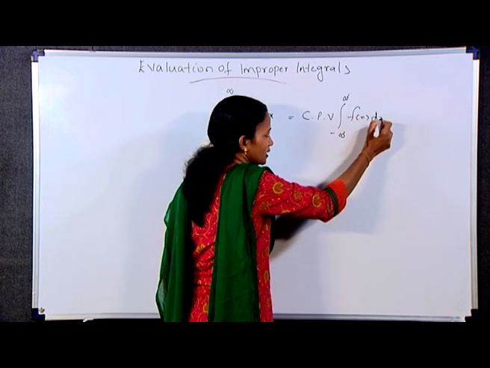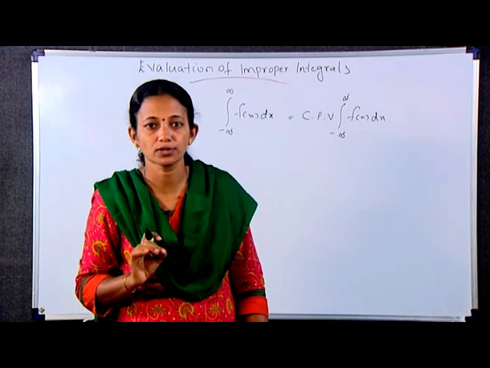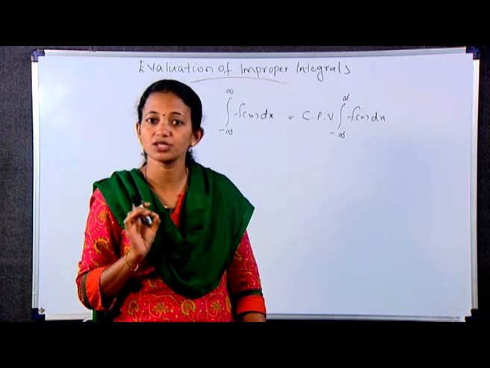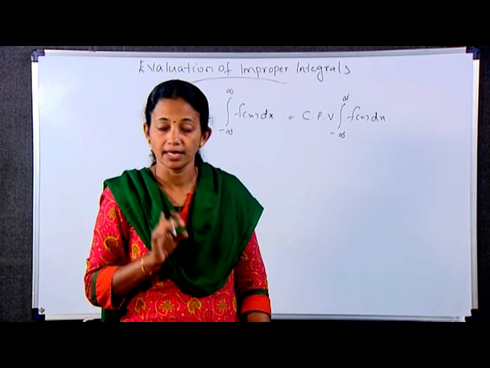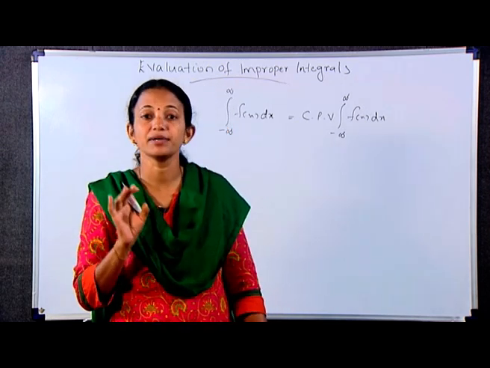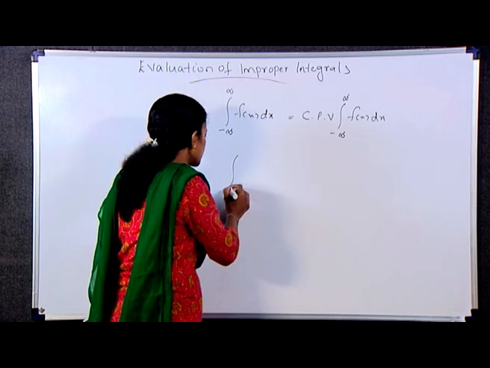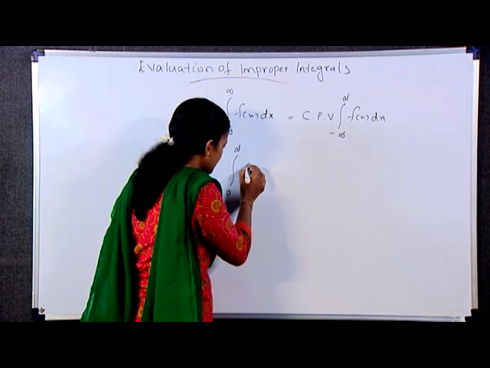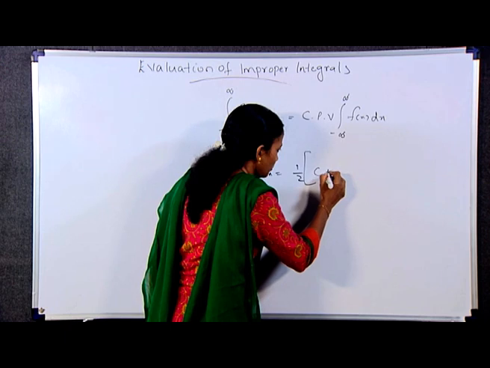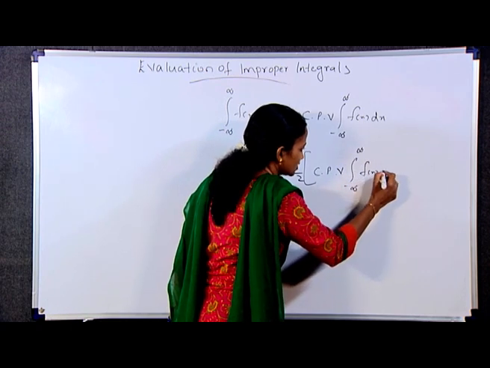Moreover, since the integral from 0 to R of f(x) dx is equal to 1 by 2 times the integral from minus R to R of f(x) dx, the limit on the right exists means that the limit on the left does too. Hence, the limit as R tends to infinity of the integral from 0 to R of f(x) dx is equal to 1 by 2 times the limit as R tends to infinity of the integral from minus R to R of f(x) dx. That is, the integral from 0 to infinity of f(x) dx is equal to 1 by 2 times the CPV, Cauchy principal value, of the integral from minus infinity to infinity of f(x) dx.